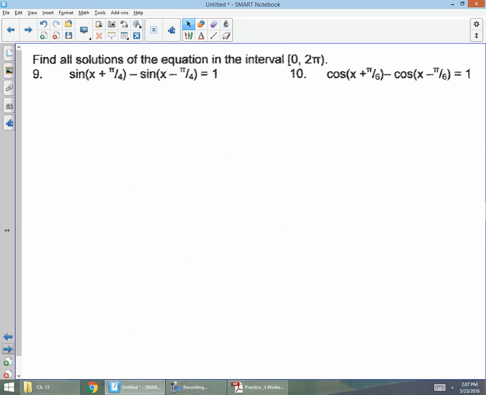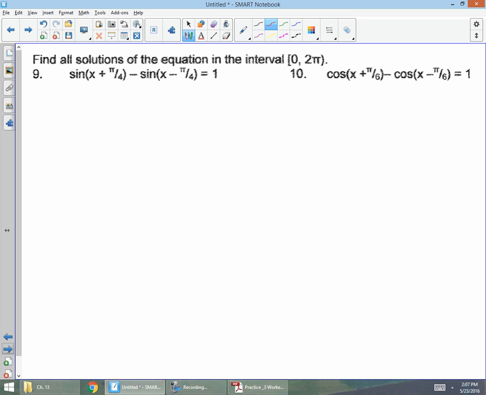Okay, so let's go back over to some different types of questions. Now these questions look intimidating, but the good news is that these are really pretty user-friendly. Find all of the solutions of the equation in the interval from 0 to 2 pi. 2 pi is non-inclusive, and 0 is.